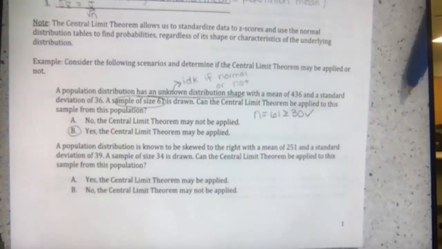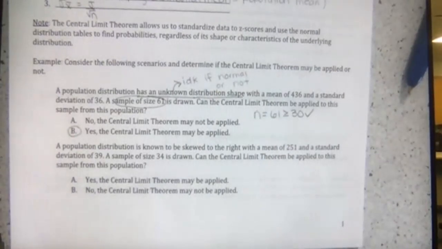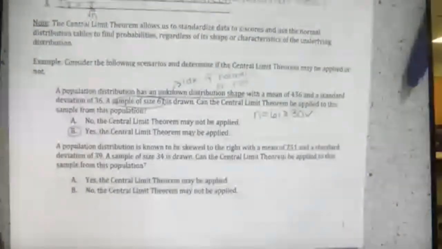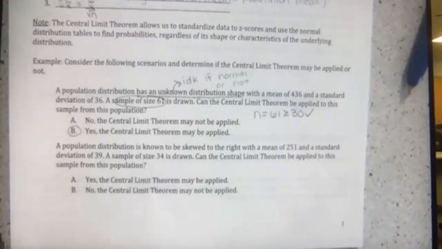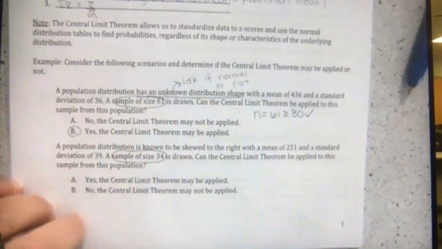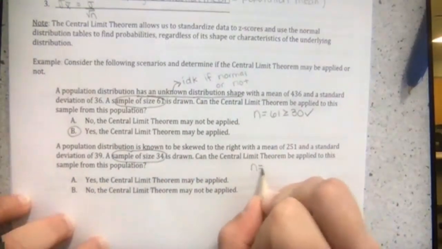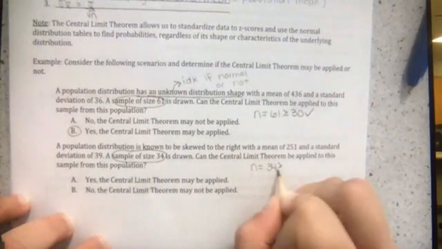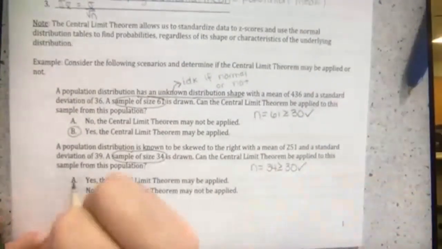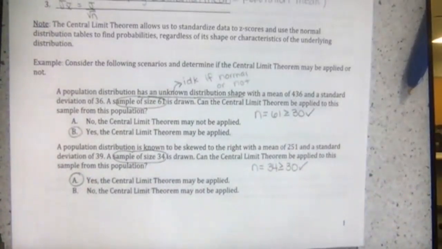Next example, a population distribution is known to be skewed to the right, so I automatically know it's not normal. So just by knowing that, I can't do chapter 6 stuff unless I can apply the central limit theorem. So it's skewed to the right with a mean of 251 and a standard deviation of 35. Our sample size of 34 is drawn. Can the central limit theorem be applied to this sample of the population? So again, because our n value, our sample size, is 34, it's greater than or equal to 30, so we're good to go. Yes, the central limit theorem can be applied. That's all you have for that.